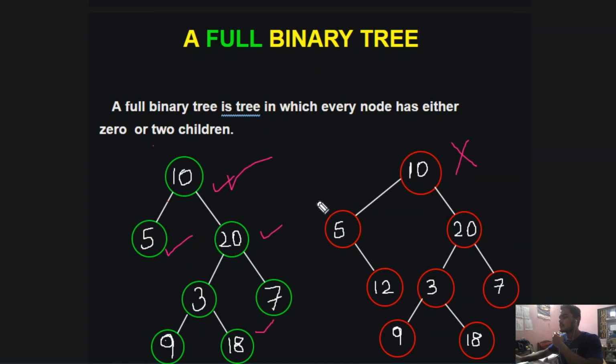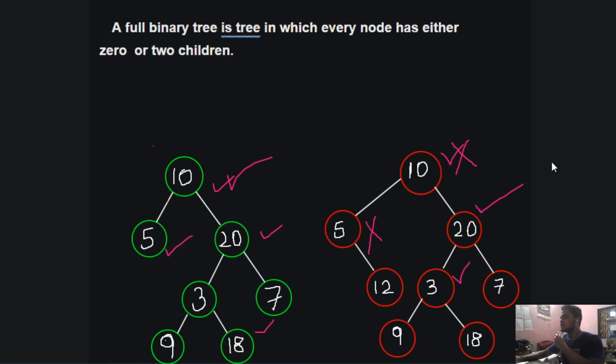Okay, and now let's see why this is not a full binary tree. Because 10 satisfies the condition, 20 satisfies the condition, 3 satisfies the condition, but 5 has just one child, which does not satisfy our condition, right? So it disqualifies as a full binary tree. So it's pretty simple, right? So that's that. And now let's go to our last tree.